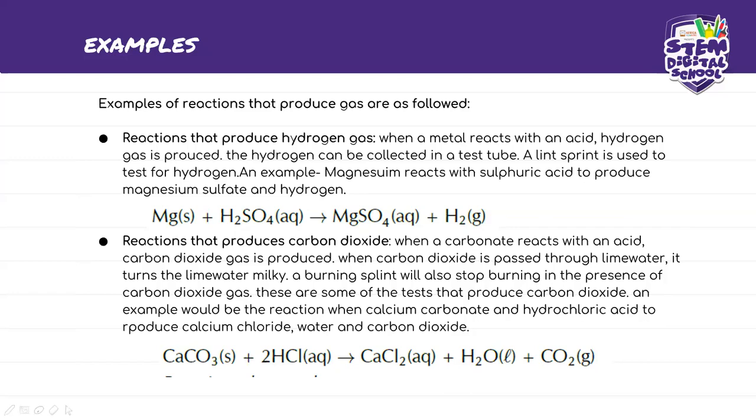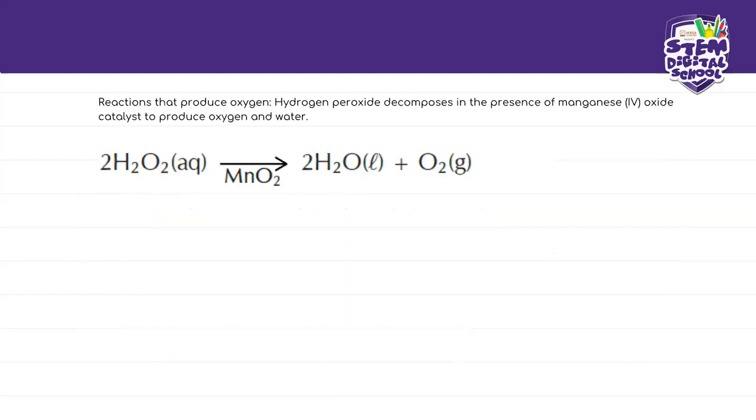But we always know, guys, in a combustion reaction, our product always has water and carbon dioxide. So this is a typical example as well of reactions that produce gas. Okay, so moving on, we've got the third one as well.